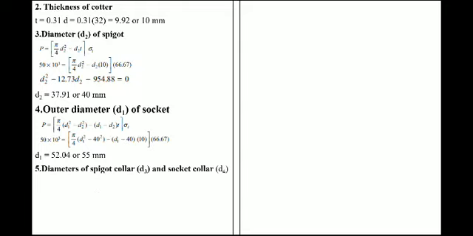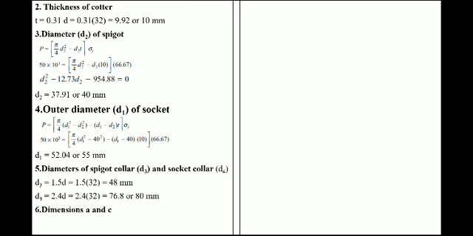The next is diameter of spigot collar D3 and socket collar D4. So D3 is equal to 1.5 times diameter D, so 1.5 into 32, which is 48 mm, and D4 is equal to 2.4 times diameter, that is 76.8 or 80 mm. Dimensions A and C: A is equal to C is equal to 0.75 D, which is 0.75 into 32, which is 24 mm.